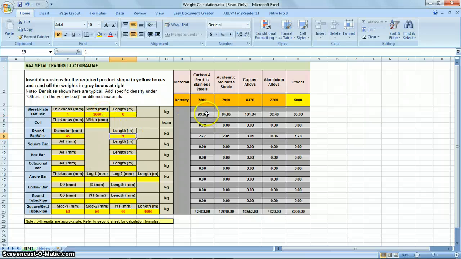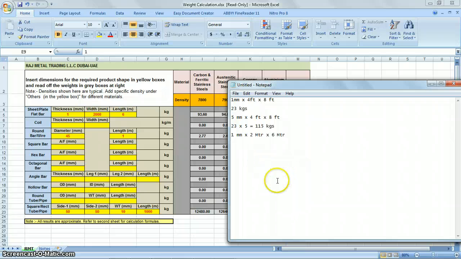Yep, 93. This is 93. So if you get an inquiry for 3 mm, 2 meter by 6 meter, you simply multiply 93 into 3.